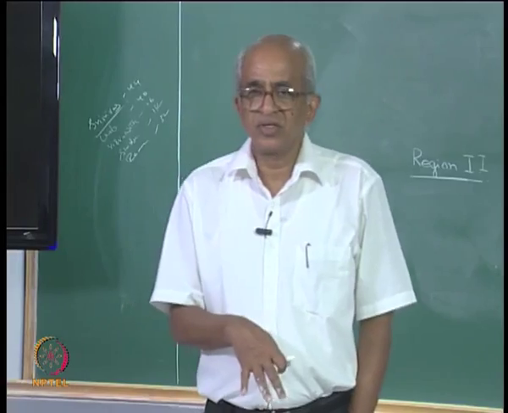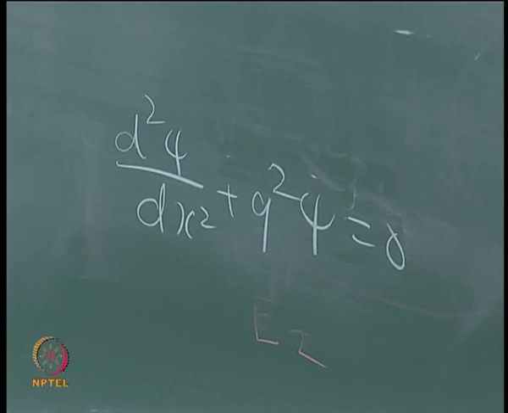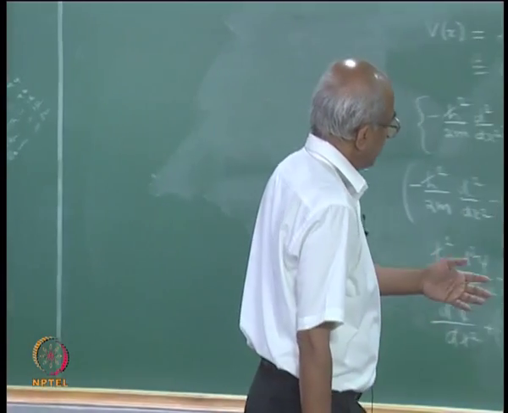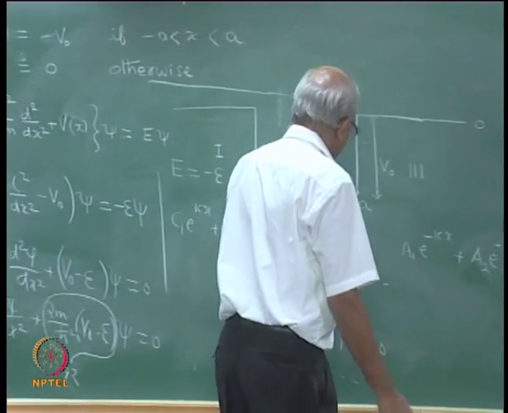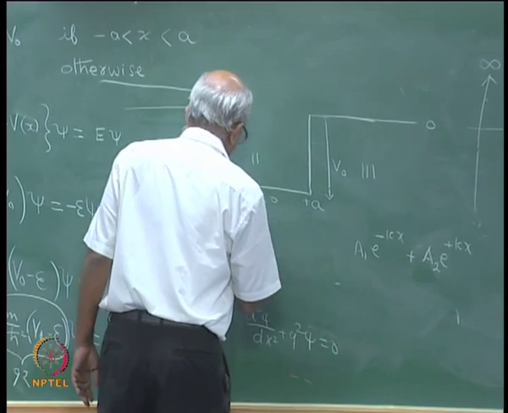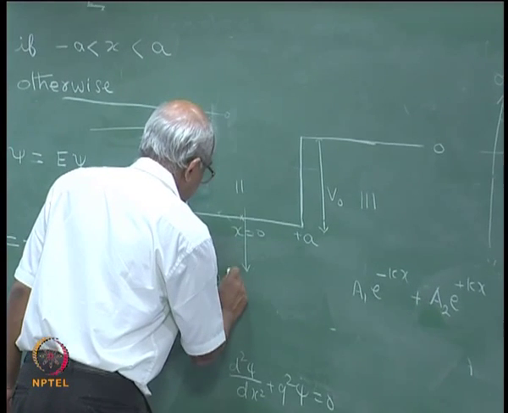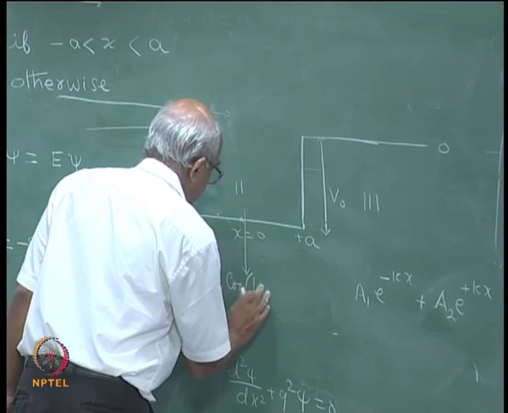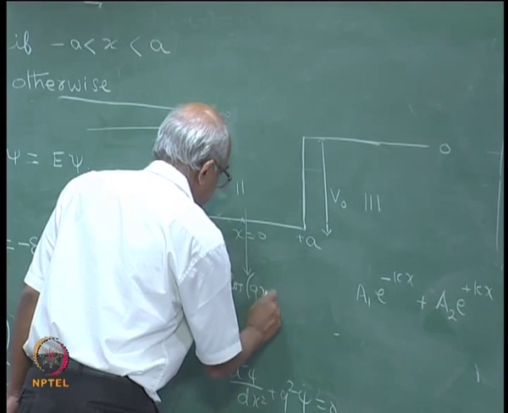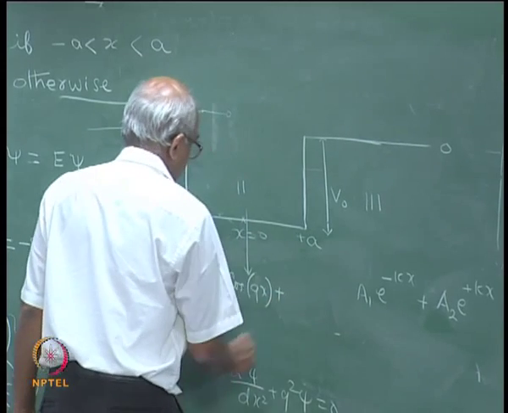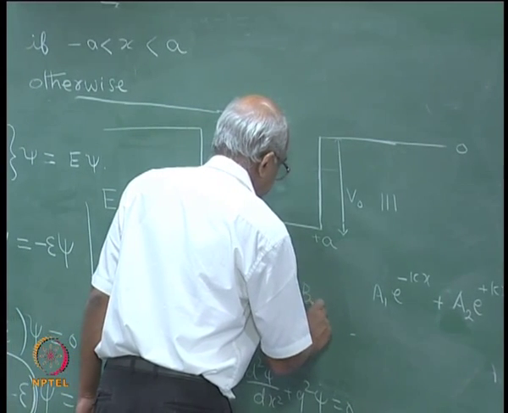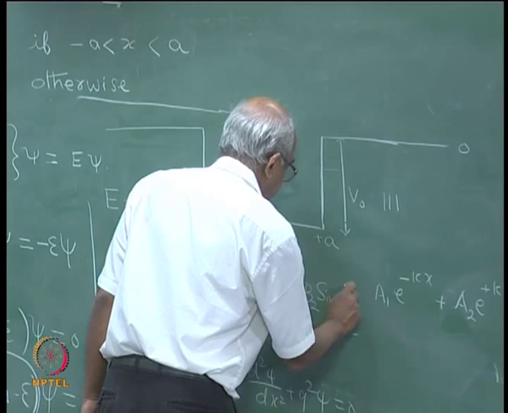So, what is the solution in that region? This is like the particle in a one dimensional box that we have already discussed. It is possible for you to write the solution as maybe some b 1 cos q x plus some b 2 sin k x. Oh, sorry.